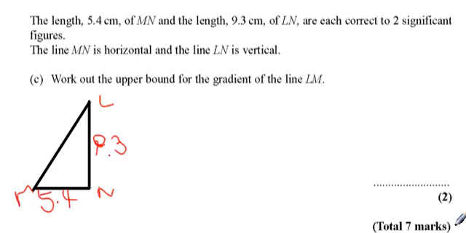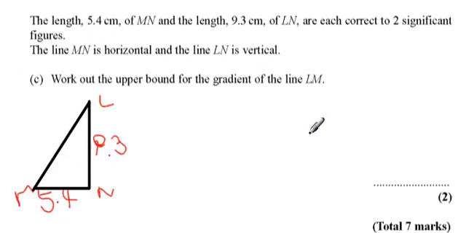For this question, we're looking at bounds, but we're dealing with bounds where you're not looking at the bound of a single number, you're looking at the bound of a group of numbers. Now, the gradient for the line LM, whenever you're working out the gradient, the easiest way to think of it is rise over run. So you've gone up 9.3 and across 5.4.